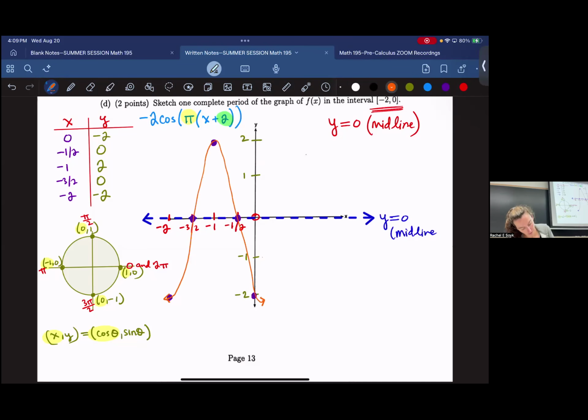And then we don't want to forget to write the equation. F of x is equal to -2 cosine of pi times x plus 2. And that's it. We're done. So this completes the final exam, sample B.